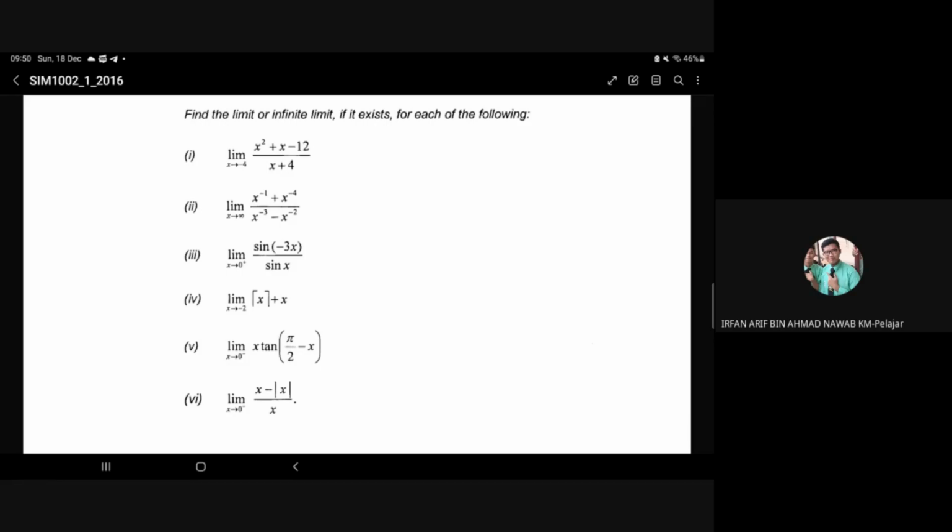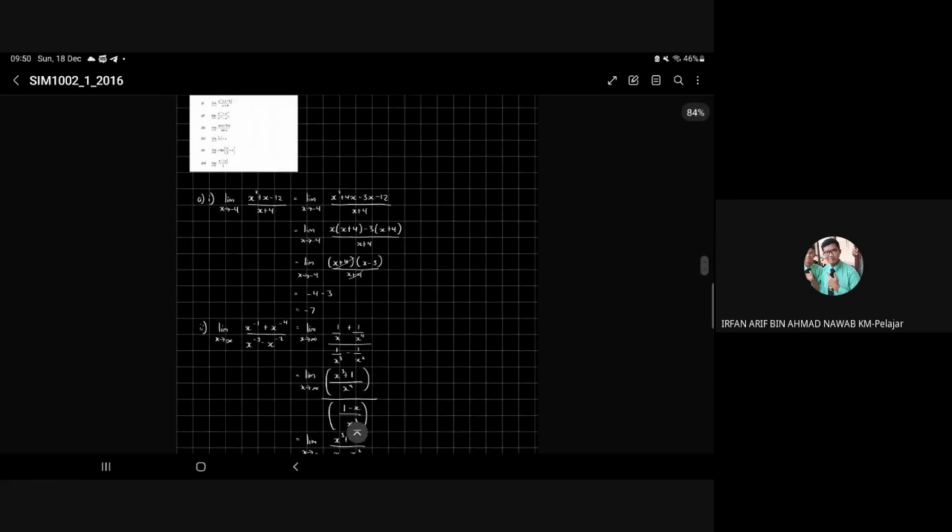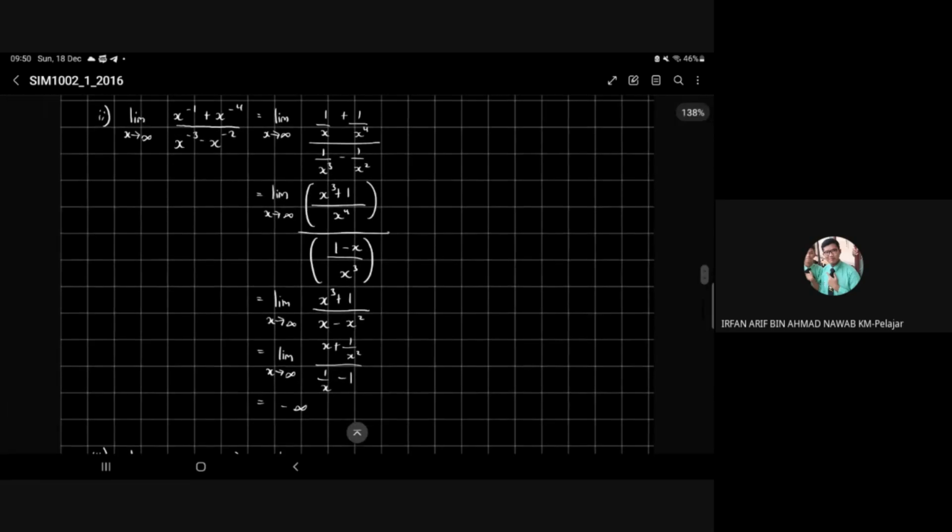So yeah, these are the few questions. For question 1, nothing special about it. All we have to do is just factor x squared plus x minus 12. For question 2, you have to simplify it first. Let me show you how I did it. I simplify it to make it in this form, and then I just compute the limit itself. Oh yeah, that should be the answer.